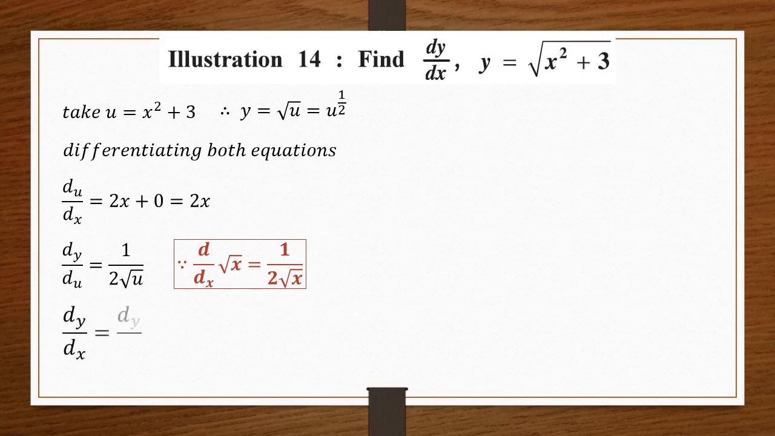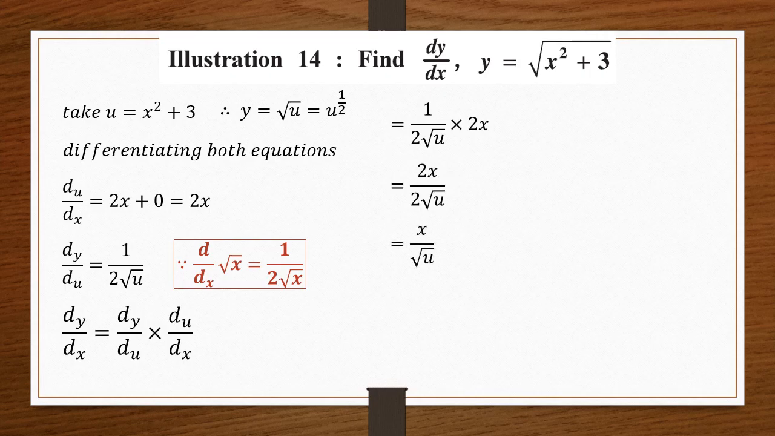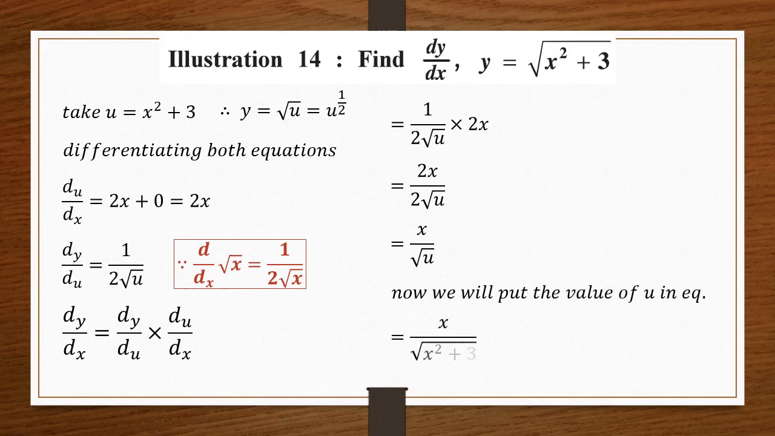Now we have to find the differentiation for the whole equation, for which we will multiply both the differentiated values. So first value is 1 upon 2 root u multiplied by 2x. So 2x will be in the numerator, we will cancel the 2s, we will get x upon root u. We will replace root u with the actual value, that is x square plus 3. So our final answer will be x upon root x square plus 3. So that's the final answer, that's the end of this question.